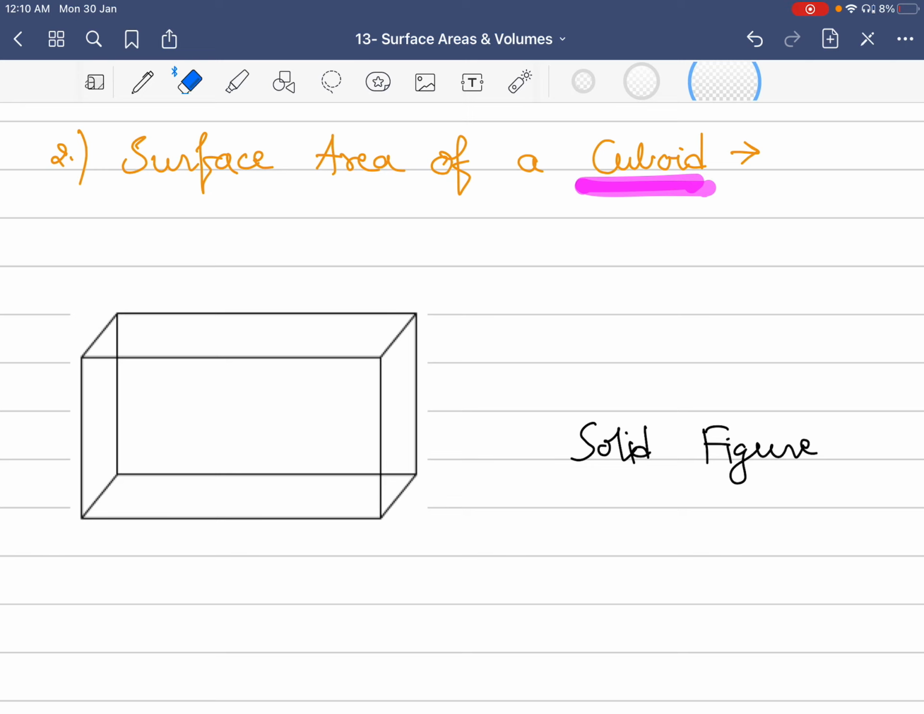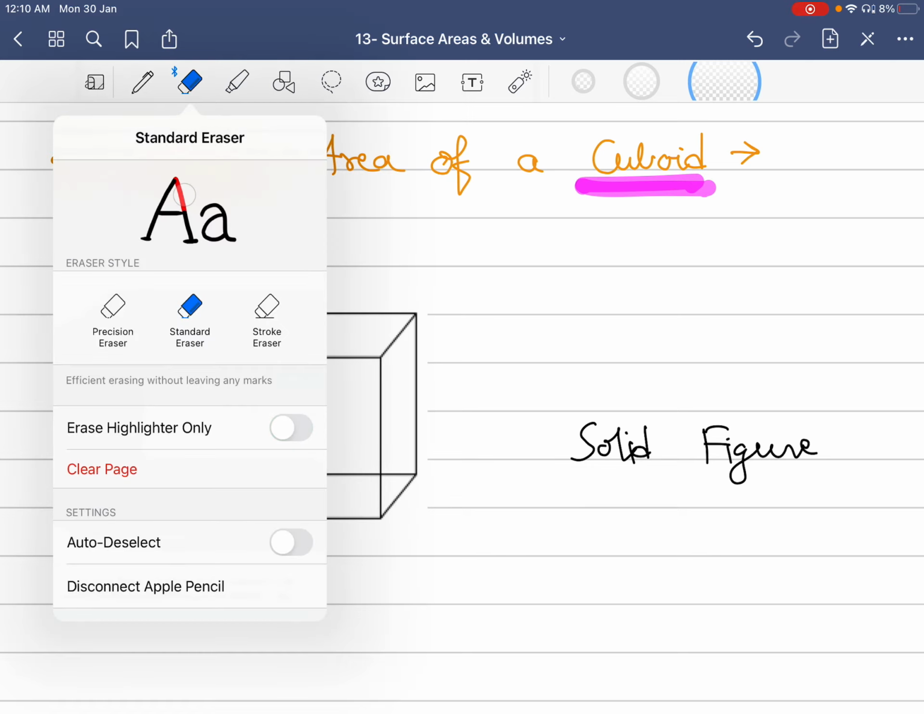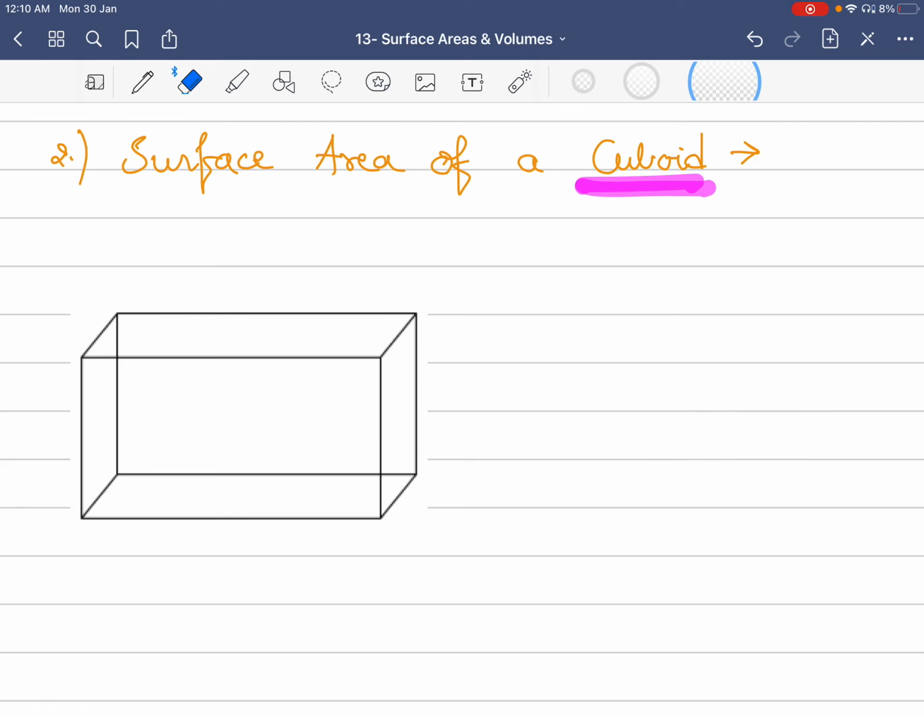Okay, and I also erase this. It's a solid figure. Now we have to find the surface area of this cuboid. So how do you find the surface area of the cuboid? We have to focus on these different faces that the cuboid has. So I'm going to use the highlighter to mark the different faces.